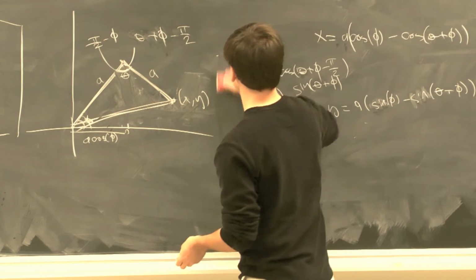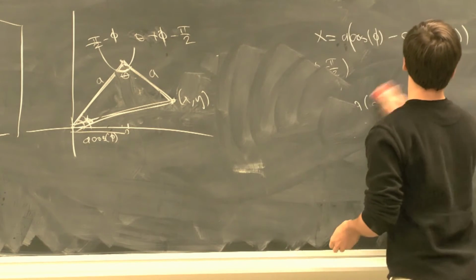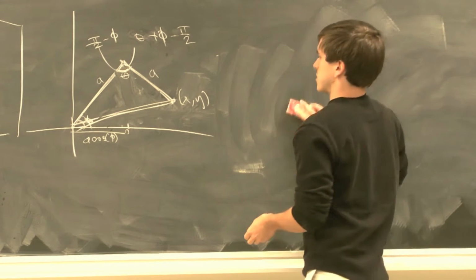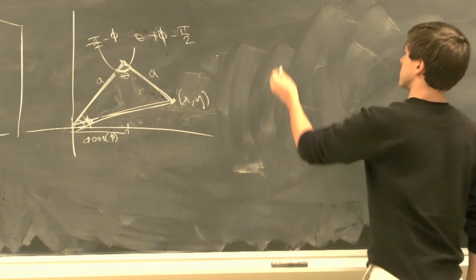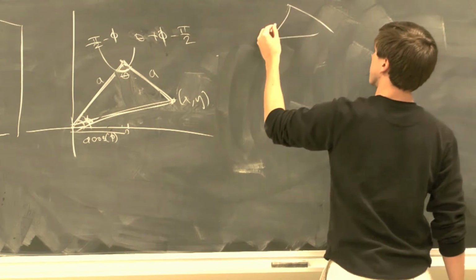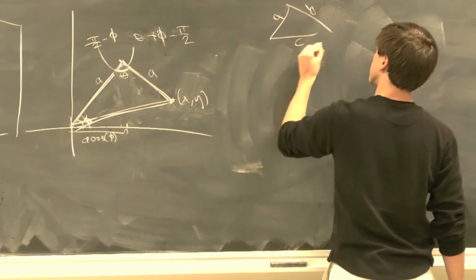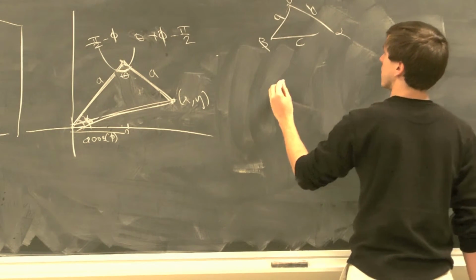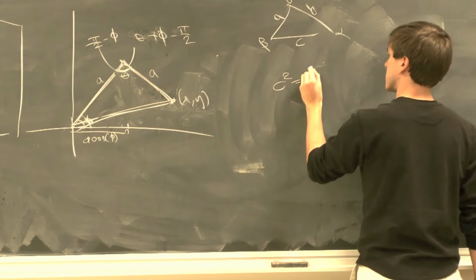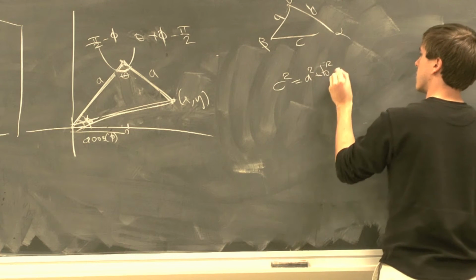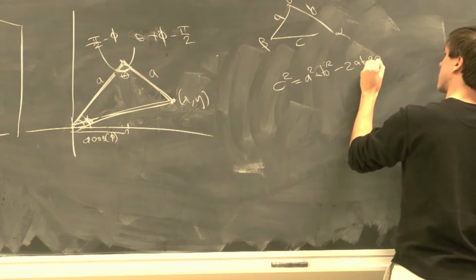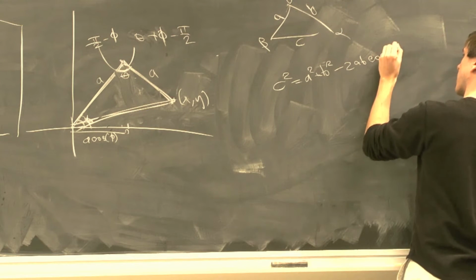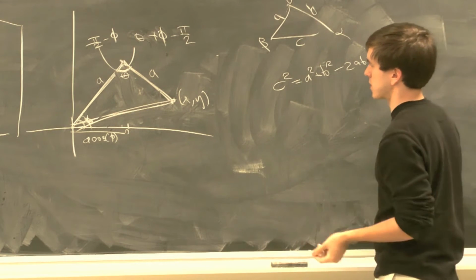So we can use the law of cosines, which I believe the statement of the law of cosines is: if we have a triangle with sides a, b, c and angles alpha, beta, gamma, then c squared equals a squared plus b squared minus 2ab cosine gamma. So we just plug this in here.